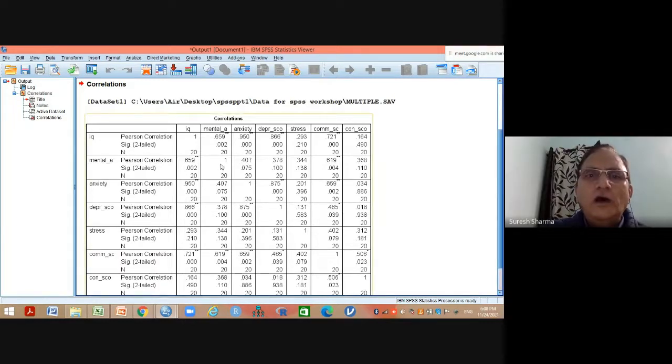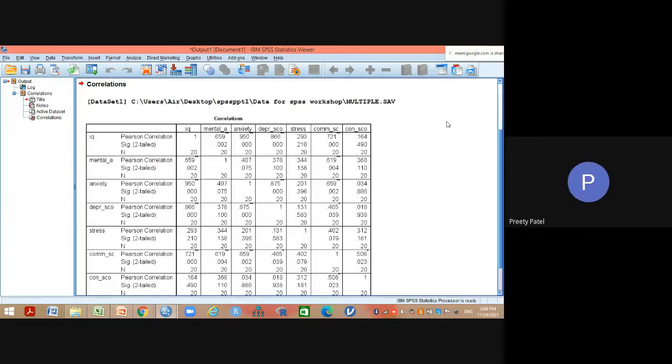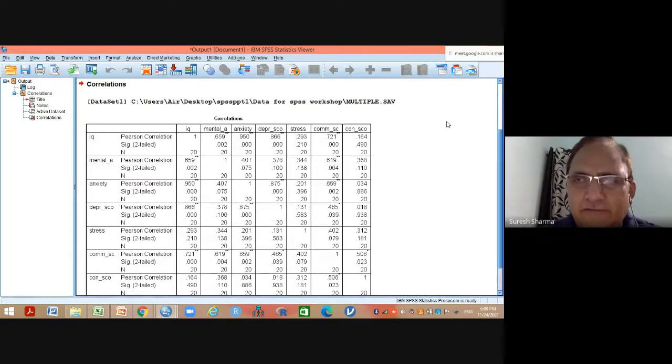Okay, so out of the 6, how many are significant? Can you tell me out of the 6 how many are significant? 4. Okay. Out of the 6, 4 are significant.